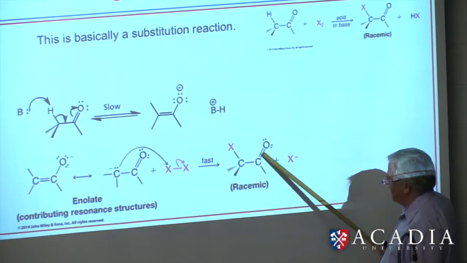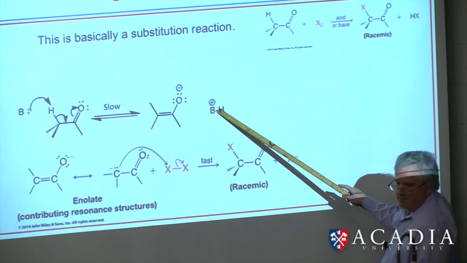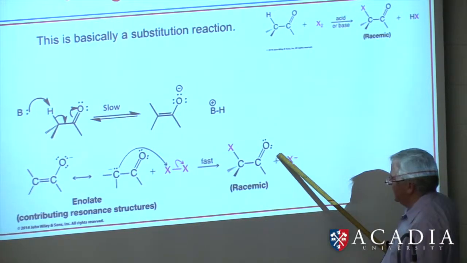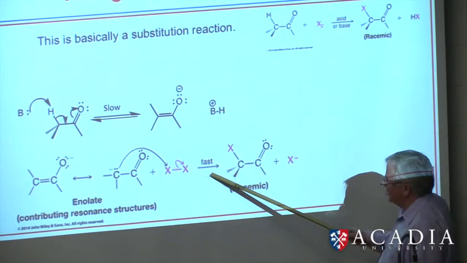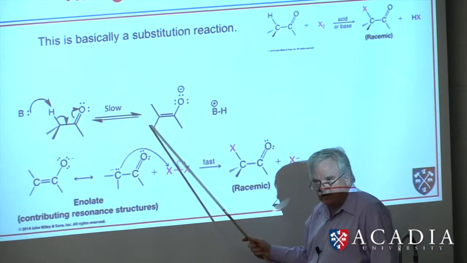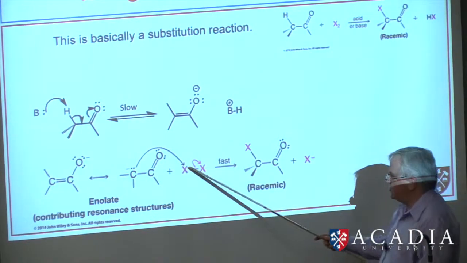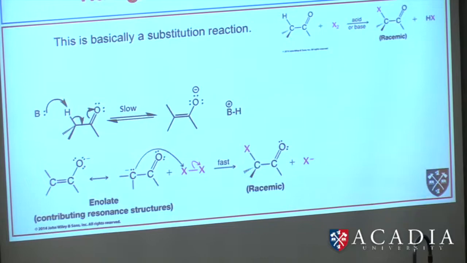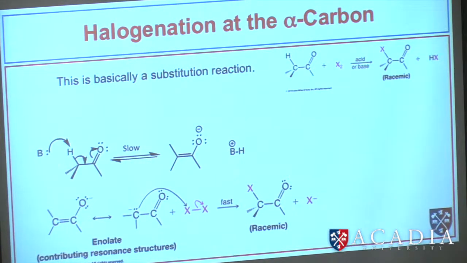So this is our product, and this will just combine with the proton that was pulled off by the initial base. That's our hydrohalic acid. So this part of the reaction is fast, and it is this equilibrium that is slow. The formation of the enolate is the slow part. Enolates are very good nucleophiles, and they'll quickly react to form our substituted ketone in this case.